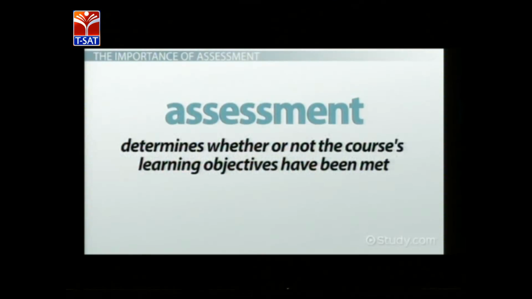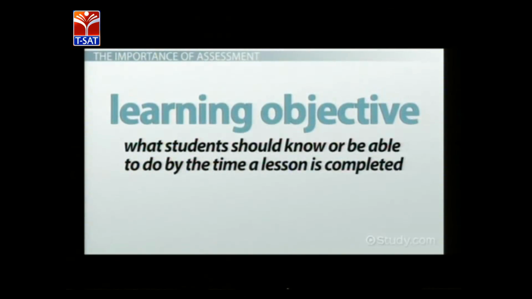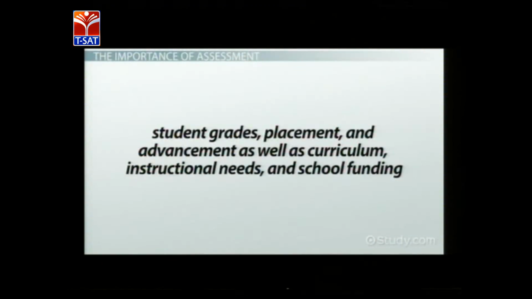Assessment is a critical step in the learning process. It determines whether or not the course's learning objectives have been met. A learning objective is what students should know or be able to do by the time a lesson is completed. Assessment affects many facets of education, including student grades, placement and advancement, as well as curriculum, instructional needs, and school funding. Let's look at a couple of the main effects of assessment.